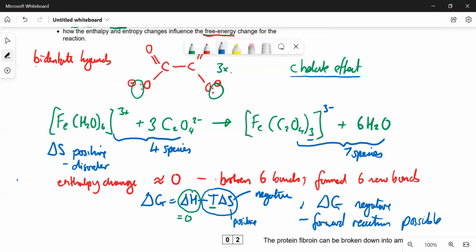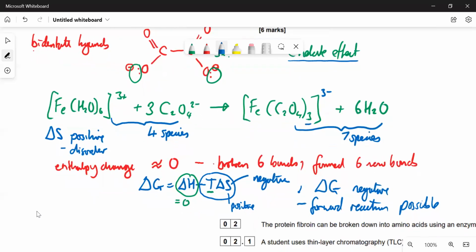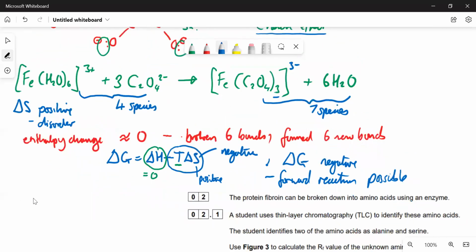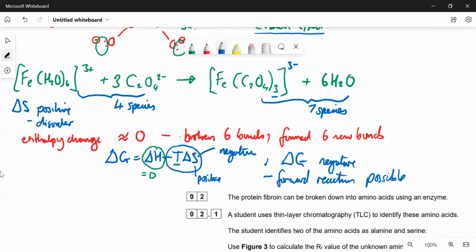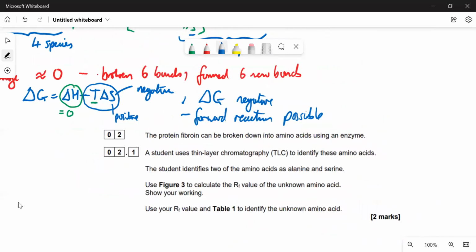So you need to know about that. It's a fairly standard question with a bidentate ligand in that case, sometimes with a polydentate ligand like EDTA, which can form 6 dative bonds.